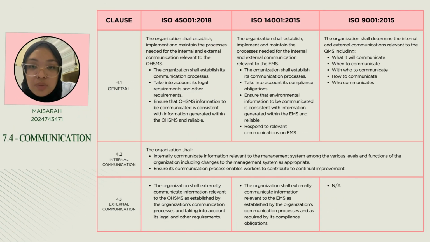For communication, we have general, internal communication, and external communication. For ISO 45001, the organization shall establish, implement, and maintain the processes needed for the internal and external communication relevant to the OHS management system. For ISO 14001, the organization shall establish, implement, and maintain the processes needed for the internal and external communication relevant to the environmental management system. For ISO 9001, the organization shall determine the internal and external communication relevant to the quality management system.